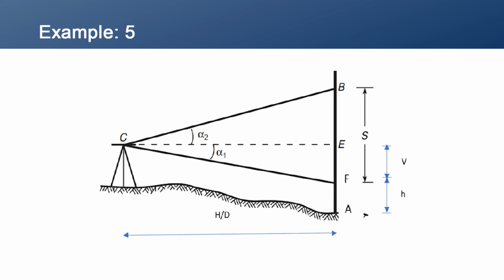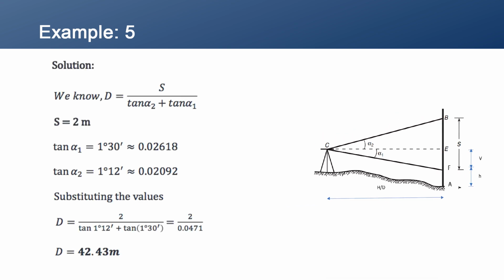So, let us first mark the alpha values on the figure. Just for justification, we can say the figure has alpha 1 as the lesser value and alpha 2 as the higher value. So, proceeding to the solution for the problem, first let us calculate the horizontal distance of A from the instrument, for which we know D is equal to S by tan alpha 2 plus tan alpha 1.